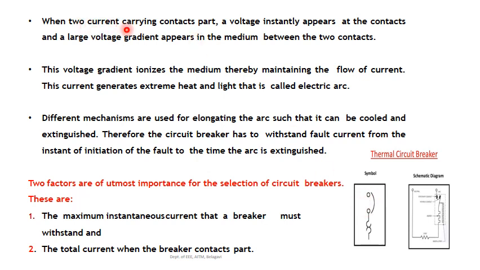When two current carrying contacts separate and a short circuit happens, the voltage instantaneously appears across the contacts. That is, a large voltage will appear across these two points. Due to that, the flow of current will be more, and it will produce extreme heat. That extreme heat is nothing but the electric arc, which I explained just now. When a heavy current flows through these two contacts, what will happen? It will heat up the contact between these two points. Is it clear?